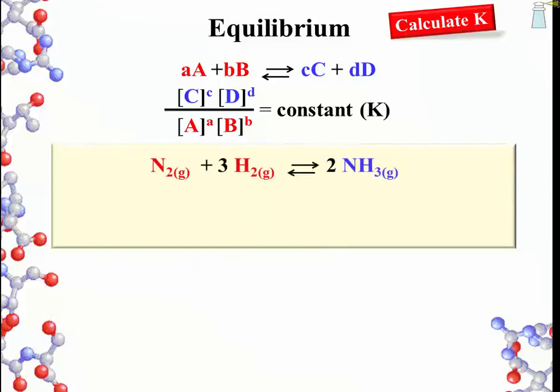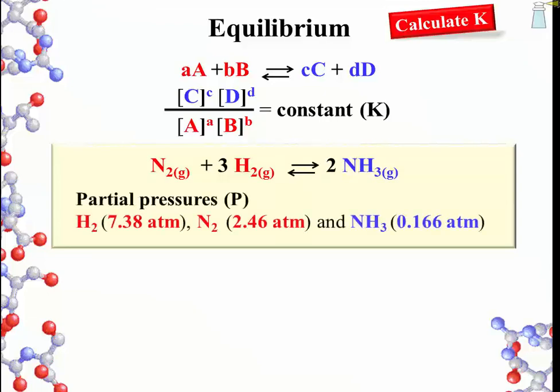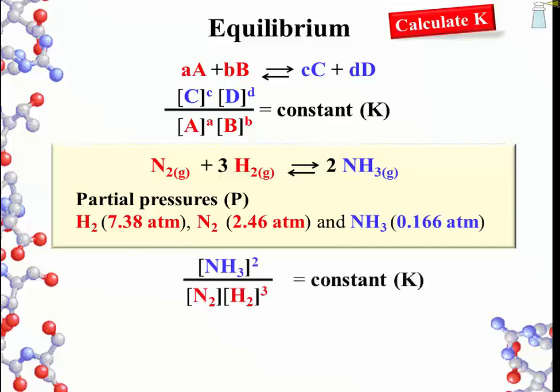One more example, the Haber reaction. Nitrogen and hydrogen combine to form ammonia. Since these are all gases, the concentration of the species in the reaction is given in partial pressure. Begin with an equilibrium expression. Concentration of products raised to their coefficients over the concentration of our reactants raised to their coefficients. Concentration of ammonia and hydrogen are both raised to their respective coefficients.